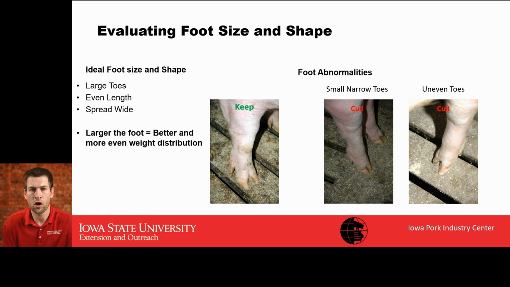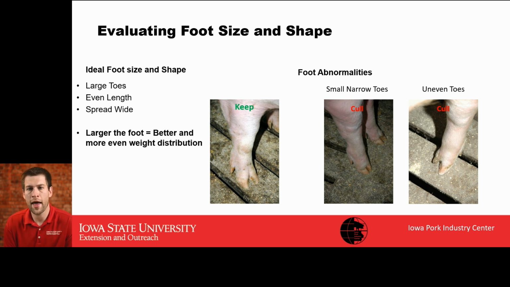We want to have large toes, even in length, but also spread wide. Ultimately, when we think about foot size, a larger foot is going to be better for weight distribution. That sow's going to be able to spread her weight as she continues to grow and put on weight as a mature sow, and more evenly distribute that weight over a bigger foot. And it's going to be more relaxing on those joints, ultimately limiting the amount of damage we're doing to the joint just because she can spread it out over a larger surface.